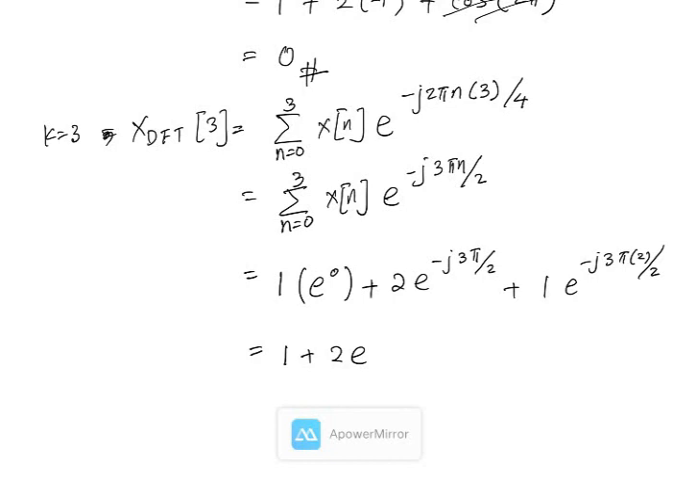So this one is equal to 1 plus 2 exponent minus j 3 pi over 2. When you press the calculator, you get 2j. This one is the exponent minus j 3 pi, so when you solve it, you get minus 1. So equivalent to 2j.